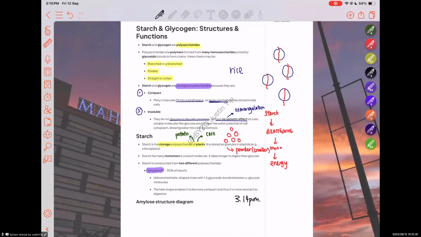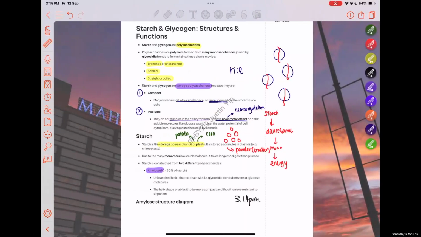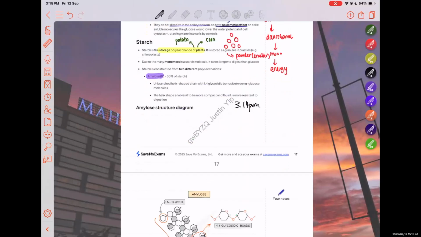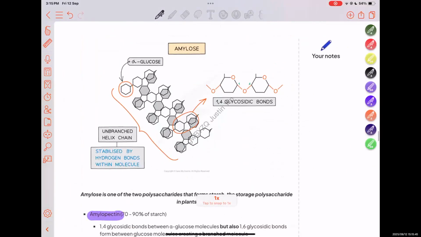So right now, let us continue. We will be learning amylose and amylopectin. Amylose is formed by an unbranched helix chain that consists of alpha glucose, and they are stabilized by hydrogen bonds within a molecule.